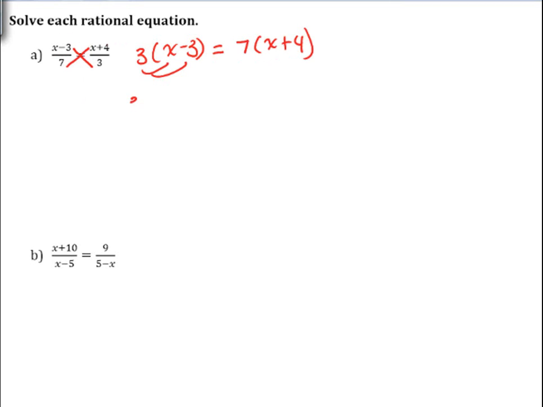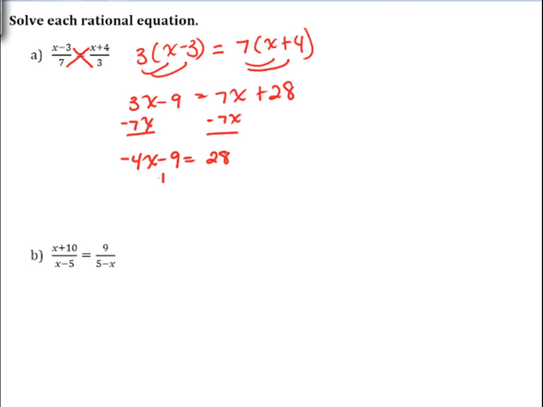Distribute the 3. We get 3x minus 9 equals, distributing the 7 gives us 7x plus 28. I'm going to subtract 7x from both sides. That gives me negative 4x minus 9 equals 28. And then we're going to add 9 to both sides, giving me negative 4x equals 37. And then we divide by negative 4. And we get x is equal to negative 37 fourths.